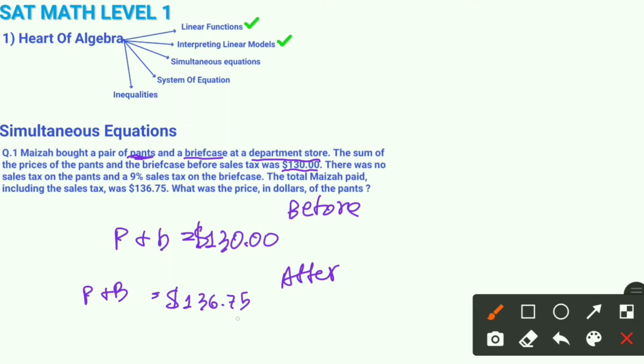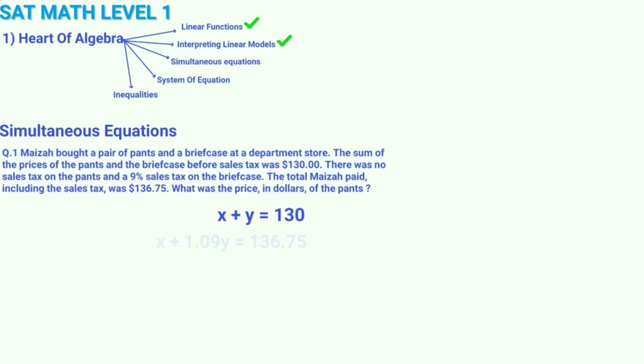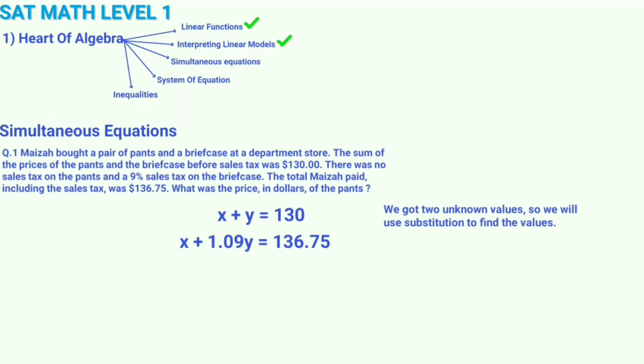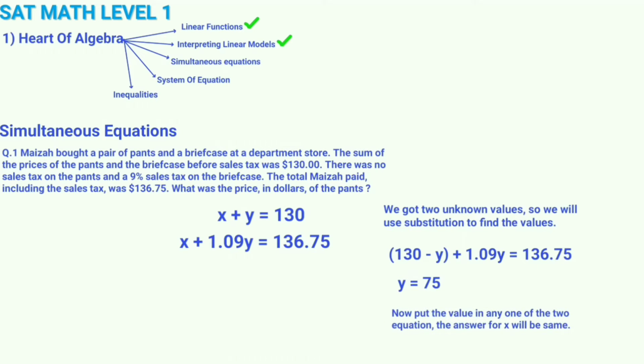So what was the price in dollars of the pants? Here's what we're going to do. We're going to deduct this, and then we will get $6.75, and you can just say that this is the 9% sales tax on the briefcase. We have two unknown values, so we will use substitution to find the values. 75 is the answer. Now put the value in any of the two equations. The answer for x will be the same.